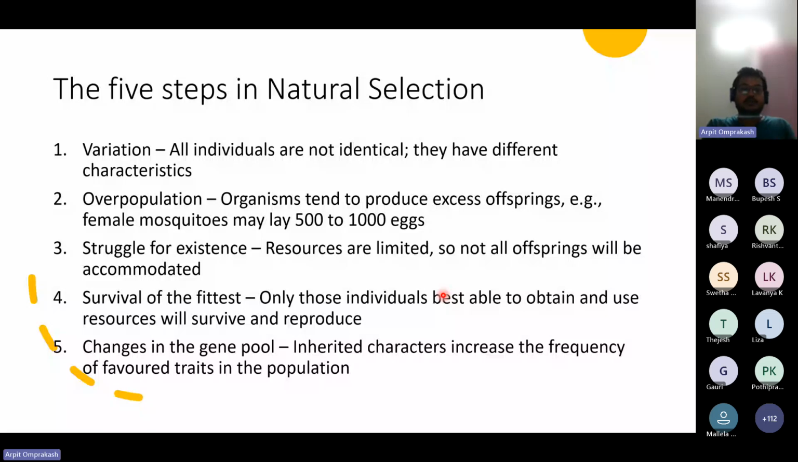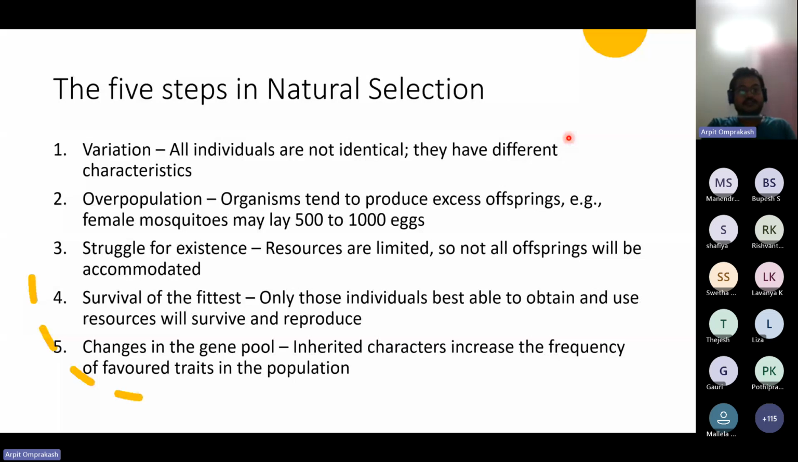Okay. The second step is overpopulation. So organisms often tend to produce offspring that are in excess. For example, a female mosquito may lay up to 500 to 1000 eggs, but not all of them will survive.